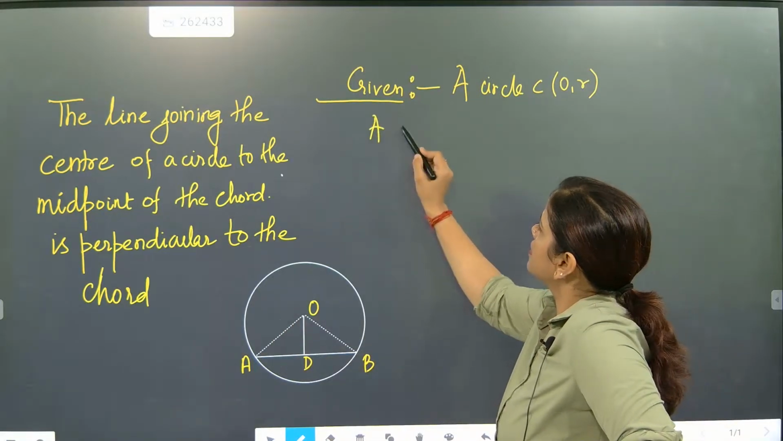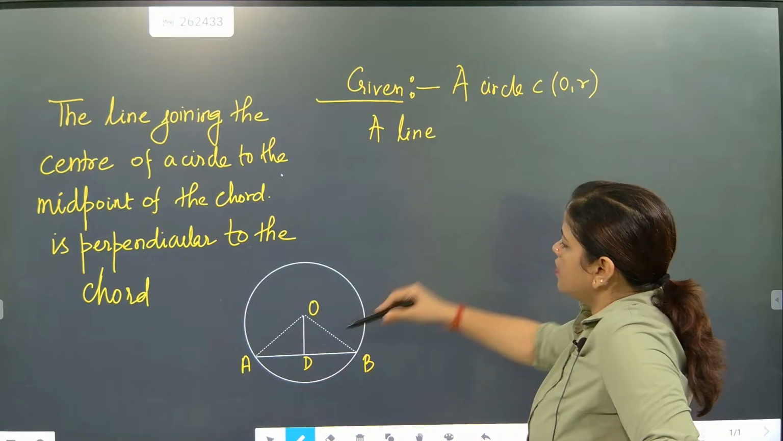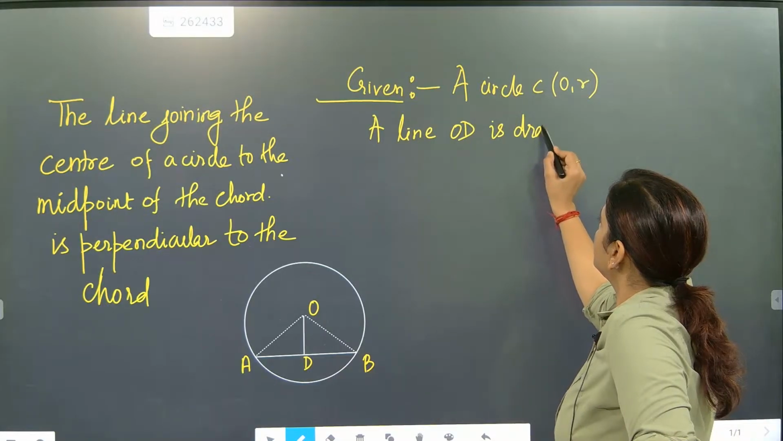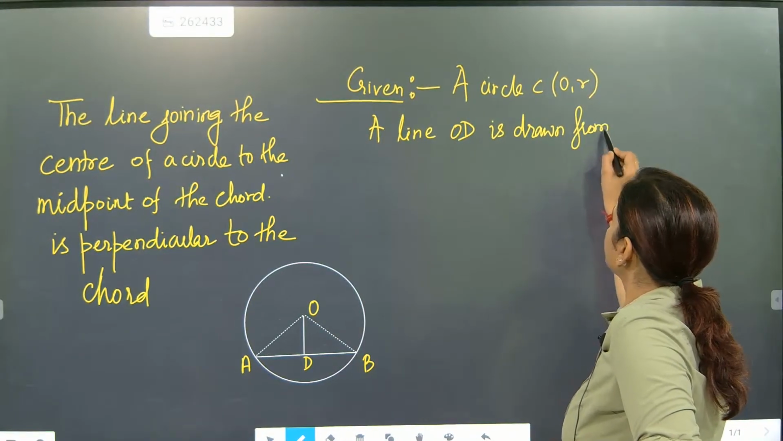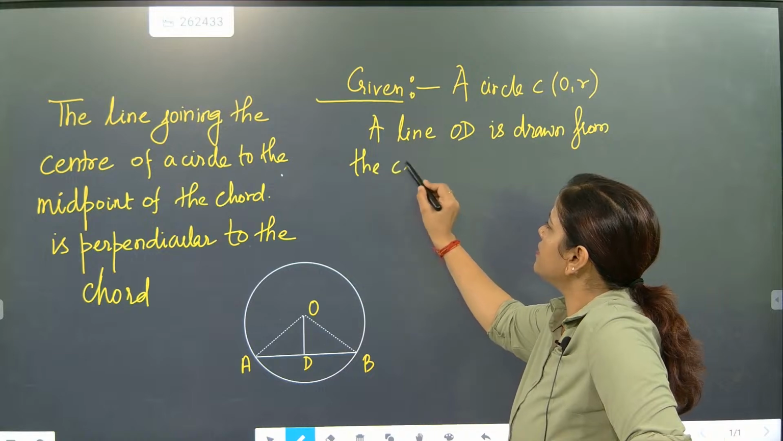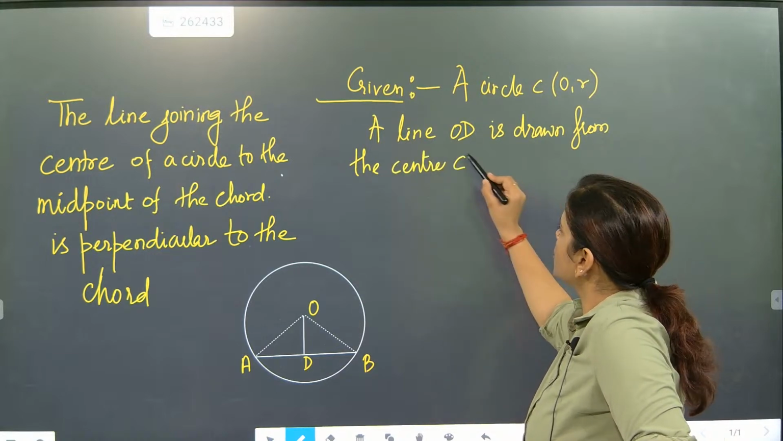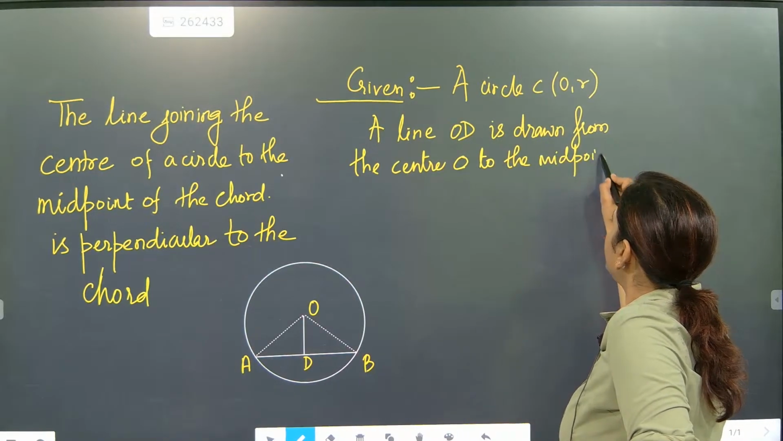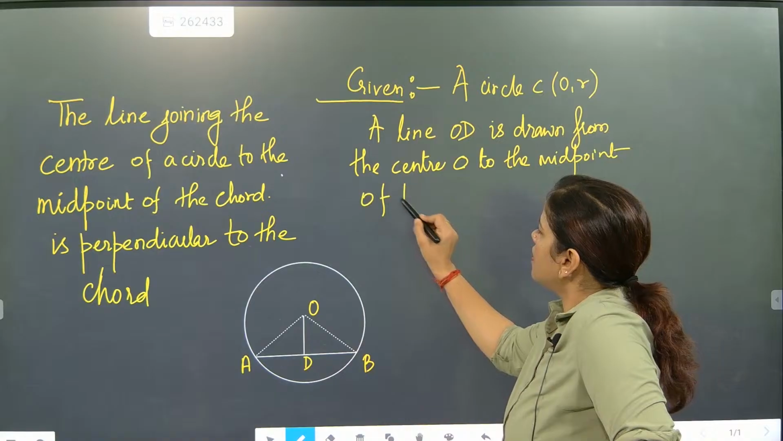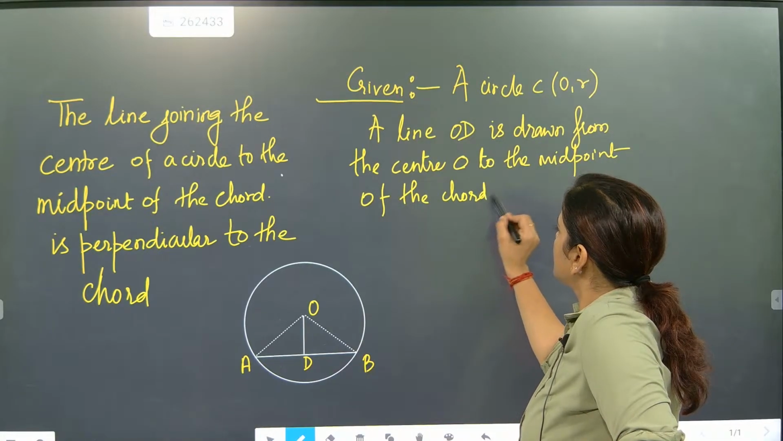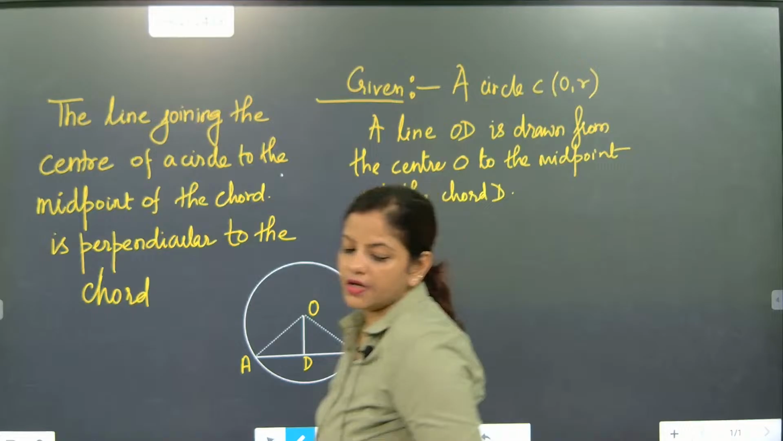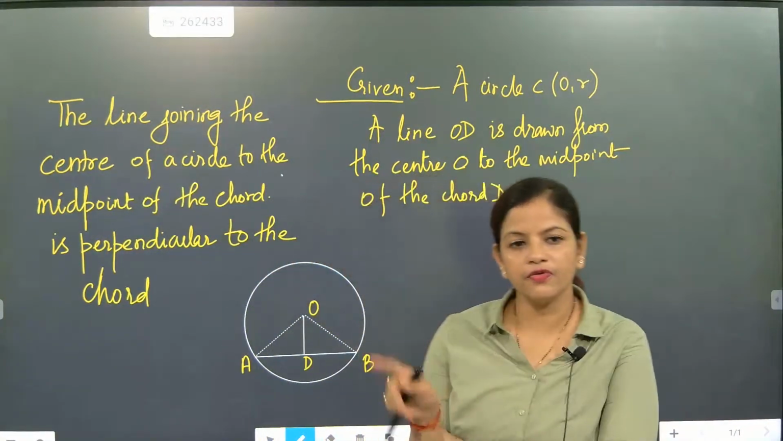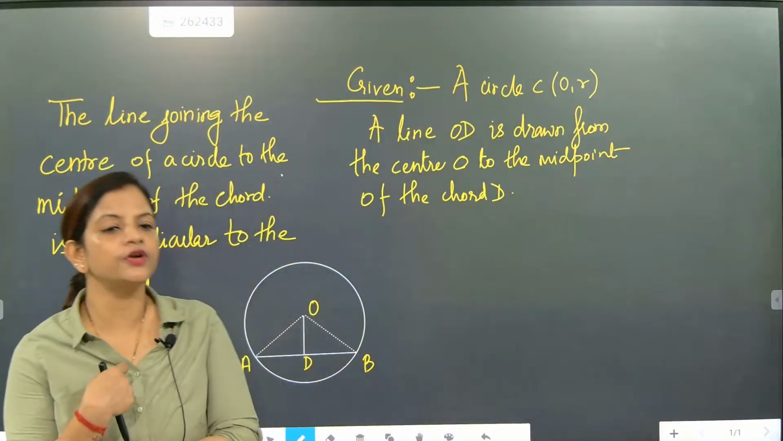A line OD is drawn from the center O to the midpoint of the chord D. From the center to the midpoint of the chord D. So that means from where to where have we drawn? We have drawn from the center to the midpoint.